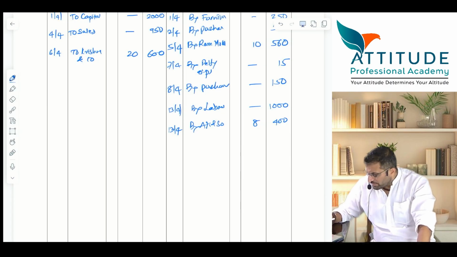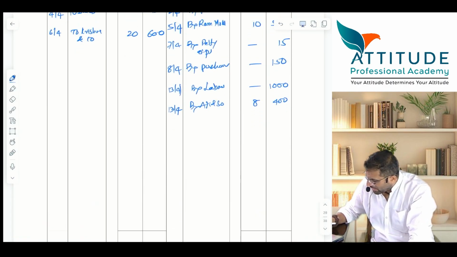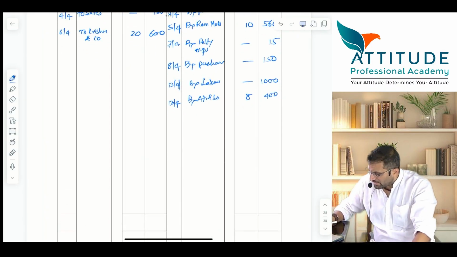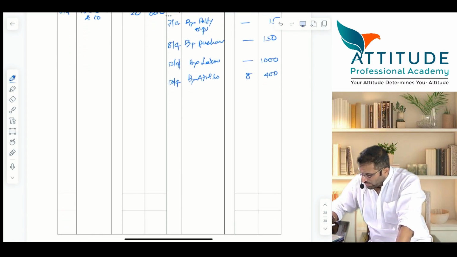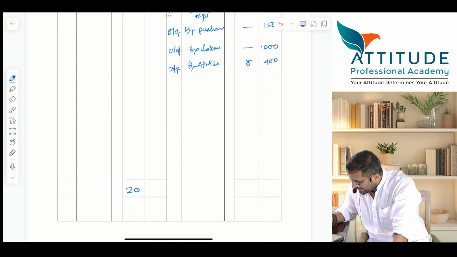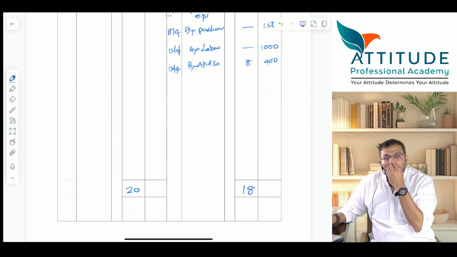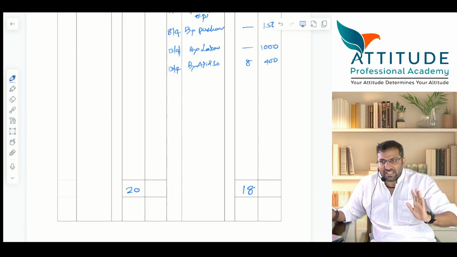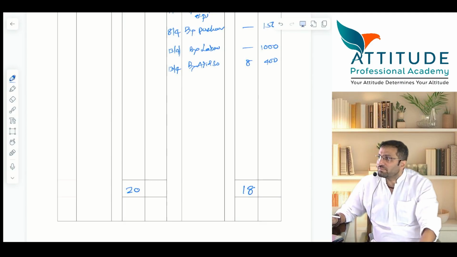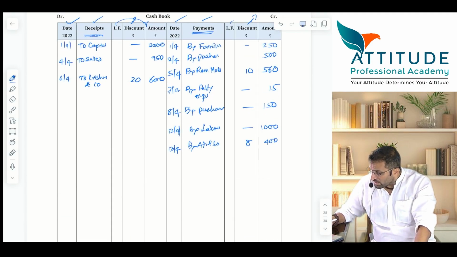All of you? Okay. Now wait. Now look at the fun. Okay, guys, this discount column is only for totaling, it is not to be balanced. This is 20, this is 18. No, you will not write it is 20 and 20, because that is not an account. That is a discount column. Is that clear?